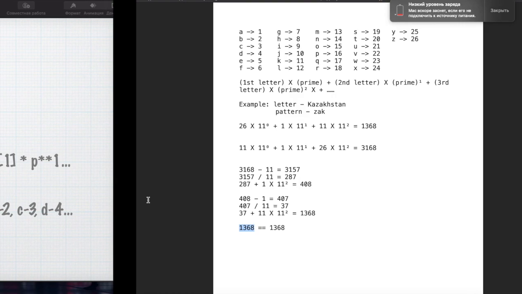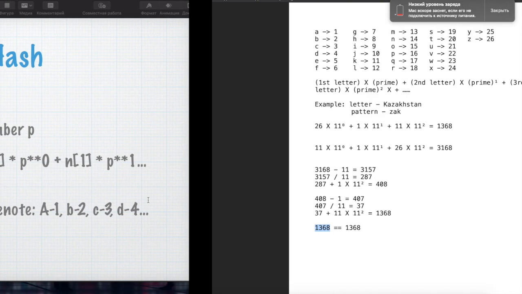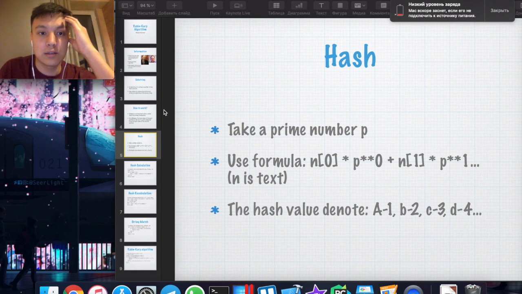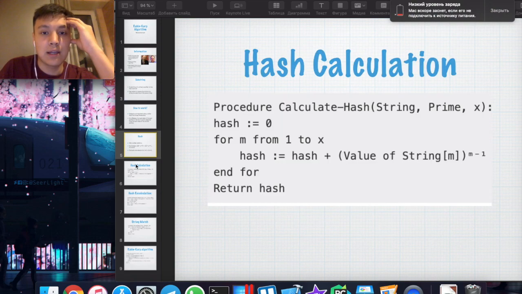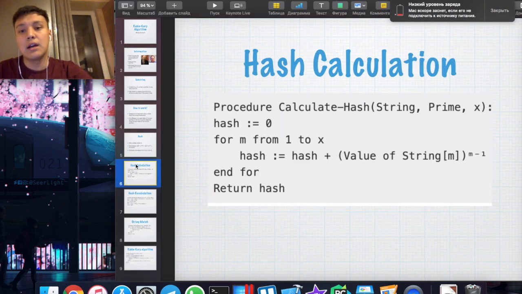That's all. It was an example of how the Rabin-Karp algorithm works, and in this one you can see the hash calculation pseudocode.